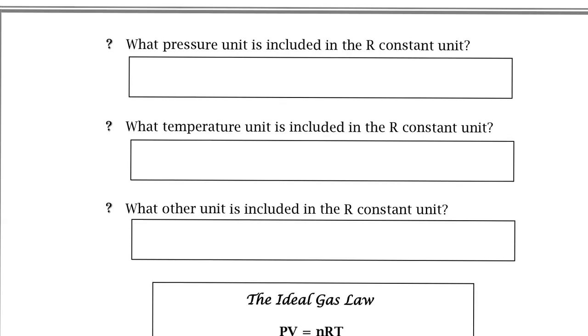What pressure unit is in the R constant? Well, the one that we're using today is going to be atmospheres. The temperature unit is going to be Kelvin. And the other unit that's in the R constant is moles. And remember, we also abbreviate that as the letter N.